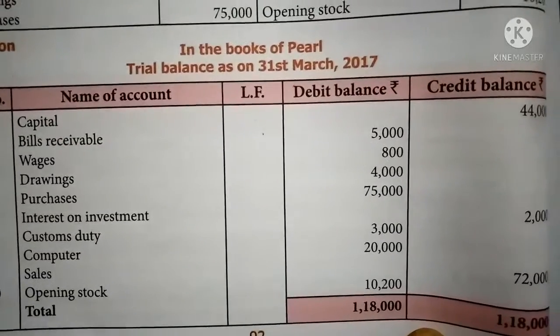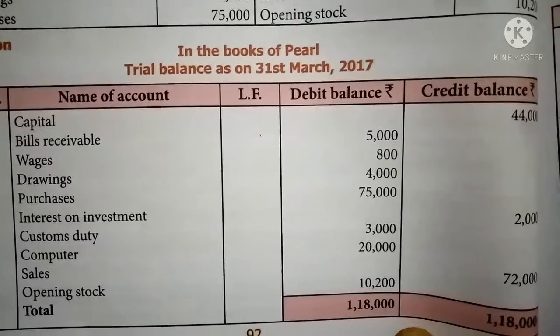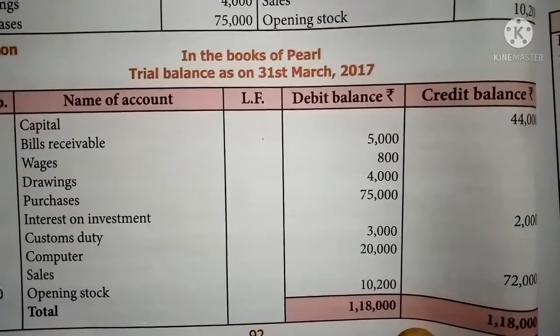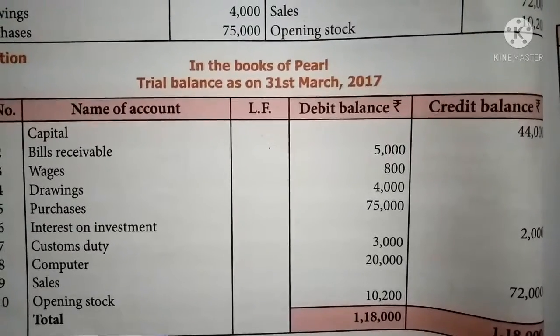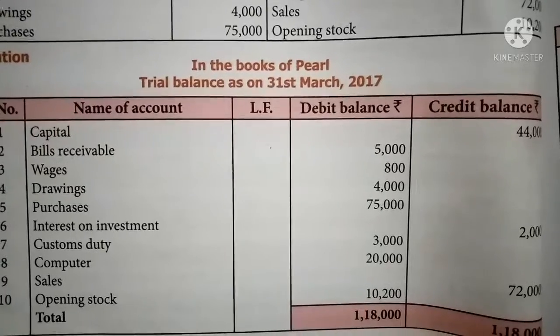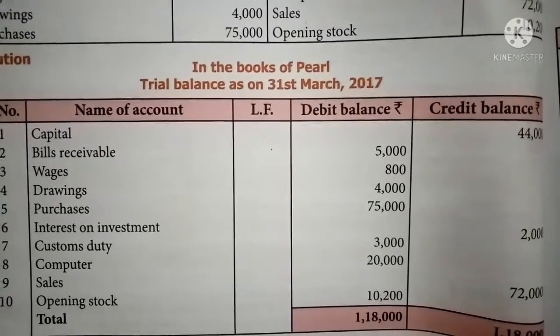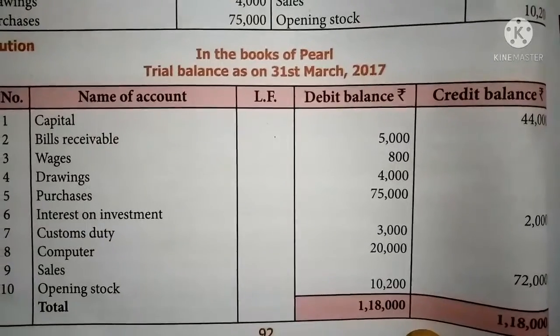Interest on investment is one of the income, so income, credit column 2,000. Custom duty expense 3,000, debit column. Computer 20,000, property, debit column. Sales revenue, credit column, that is 72,000.